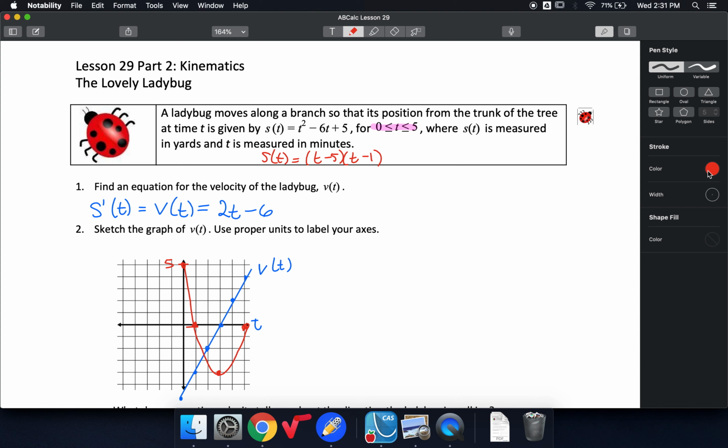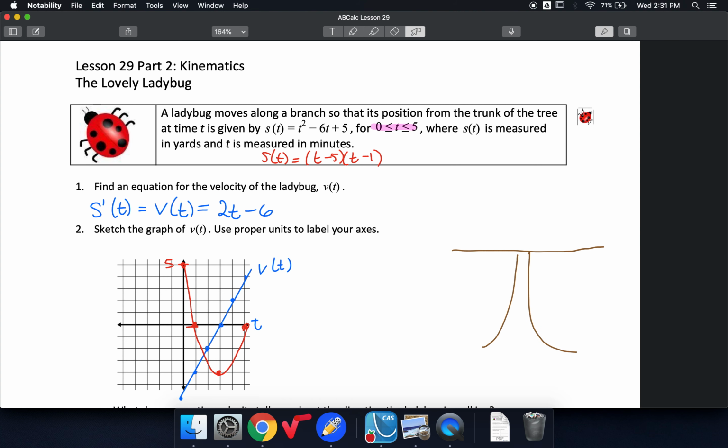at 5 minutes. So let's make a little tree over here. So here's my trunk, and I've got some branches. Let's do, okay, so when the ladybug starts, she's 5 yards away from the trunk. So here's my ladybug, I'm going to put her there, and then let's label that as 5 yards out. And so what's happening is that she's walking this direction.